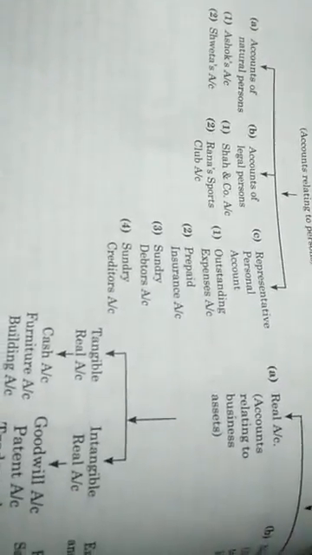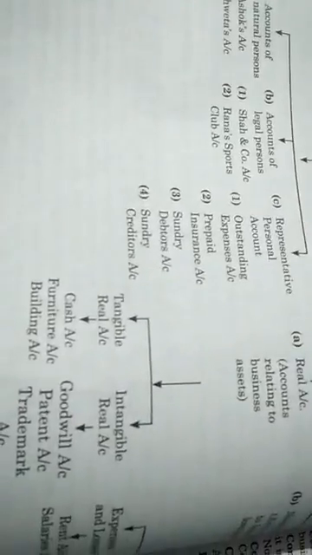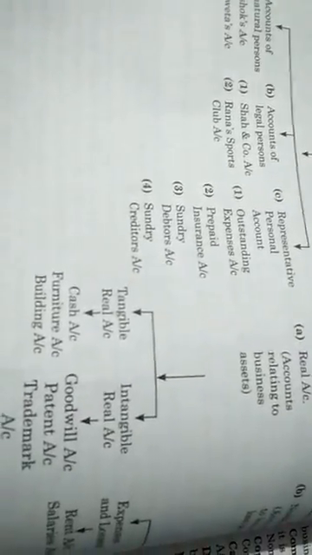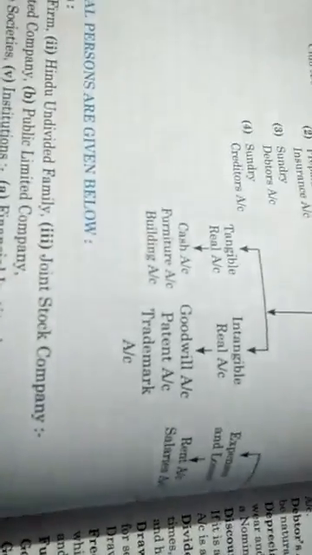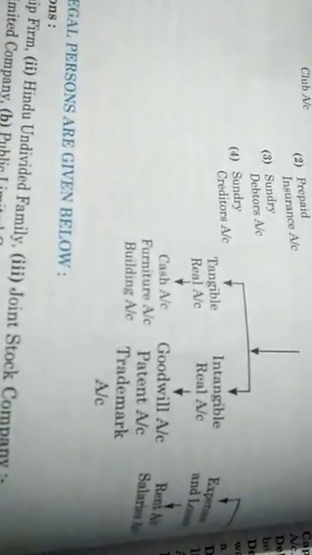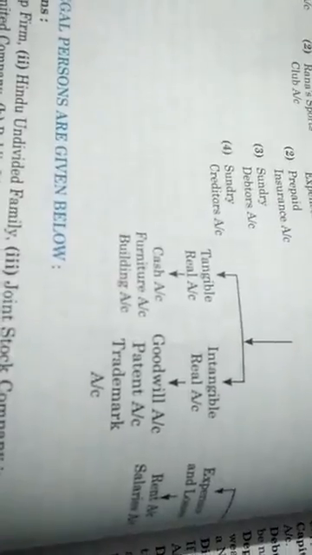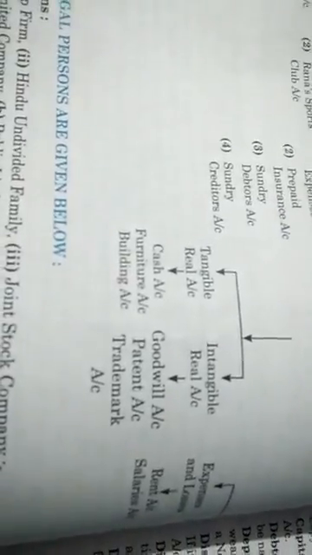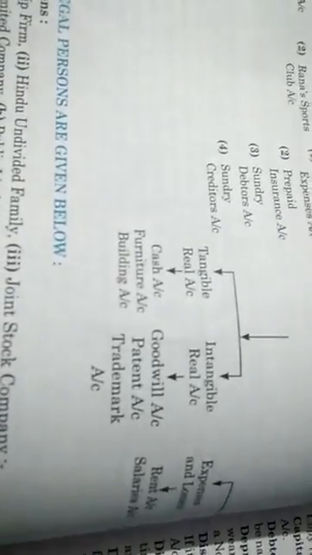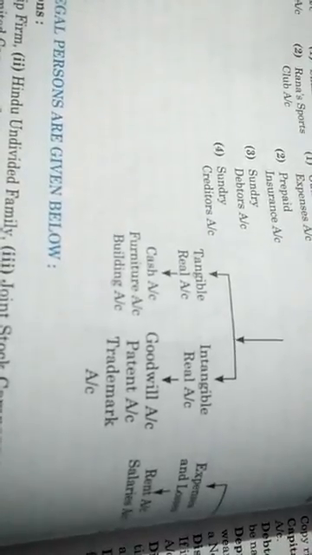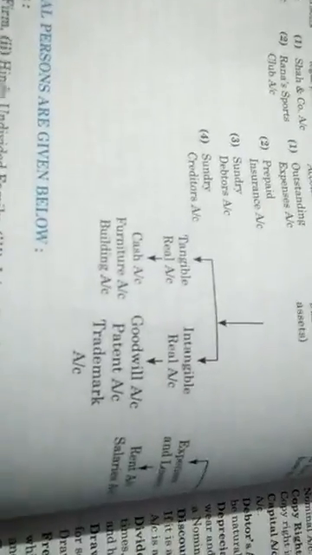In the other two, real and nominal accounts, real accounts are related with assets, and in assets there are two types: tangible and intangible real accounts. Tangible are those which can be touched and felt, for example cash, furniture, building account. Intangible are goodwill, patents, trademark account.